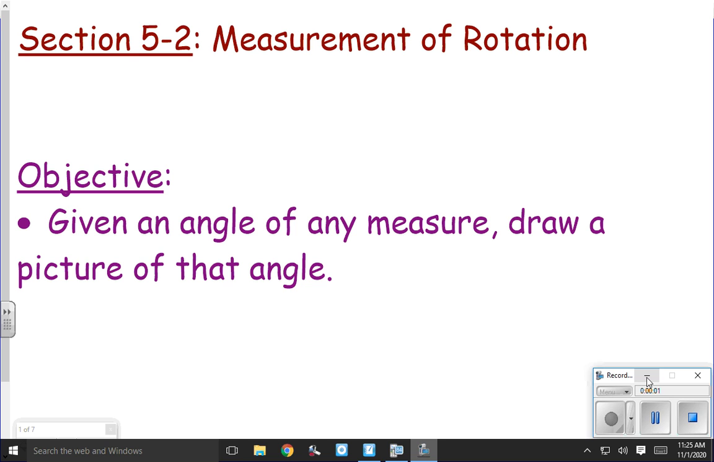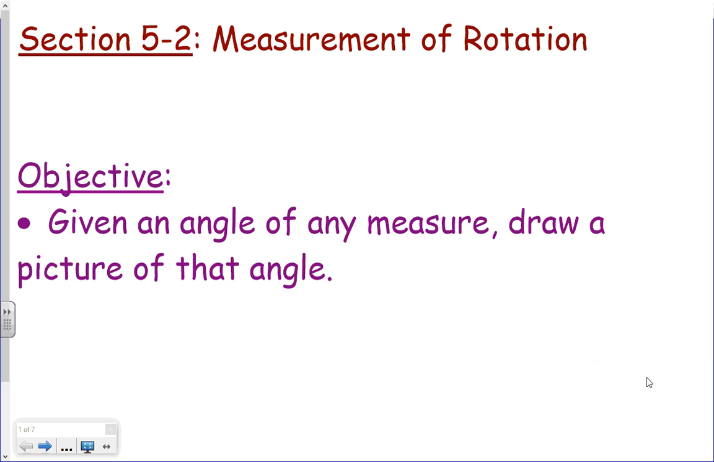All right, open up your book to section 5-2. We're on page 248 in your book. And the title of this section is Measurement of Rotation. And the objective is, given an angle of any measure, draw a picture of that angle. So we'll be sketching angles here in this section.